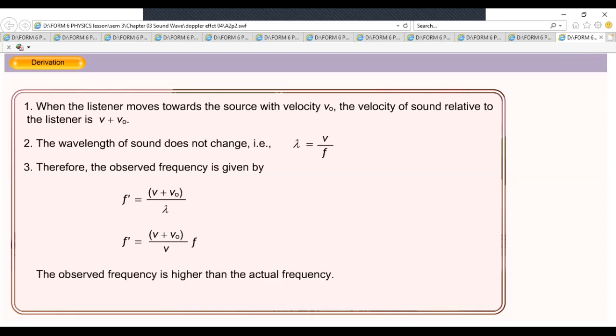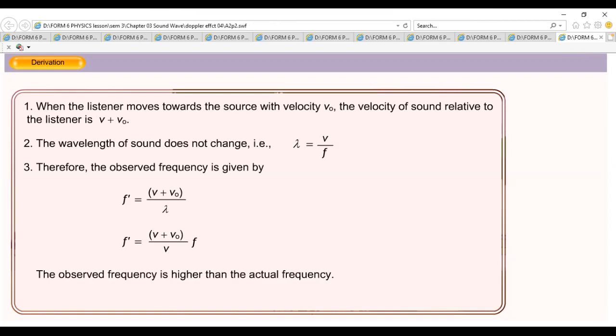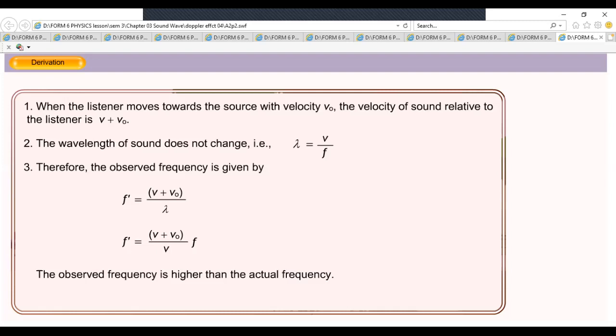Ladies and gentlemen, when the listener moves towards the source with velocity v0, the velocity of sound relative to the listener is v plus v0. V is the speed of the sound. V0 is the speed of the observer. The wavelength of sound does not change: lambda equals v over f. Therefore, the observed frequency is given by f prime equals (v plus v0) over lambda, so f prime equals (v plus v0) over v times f.